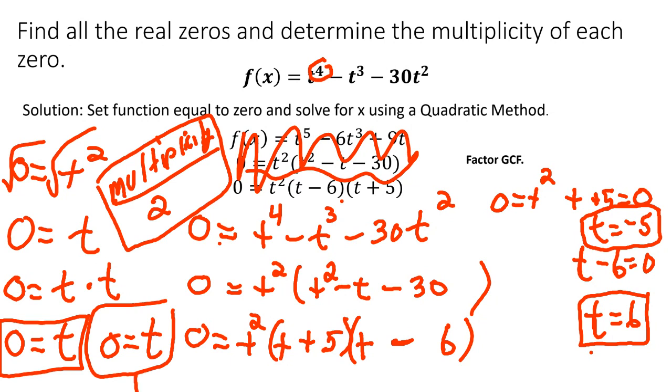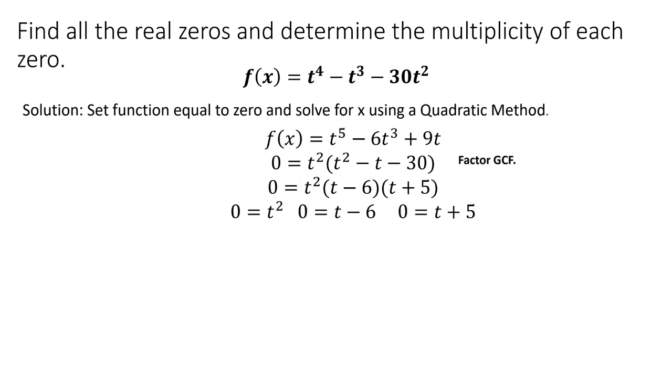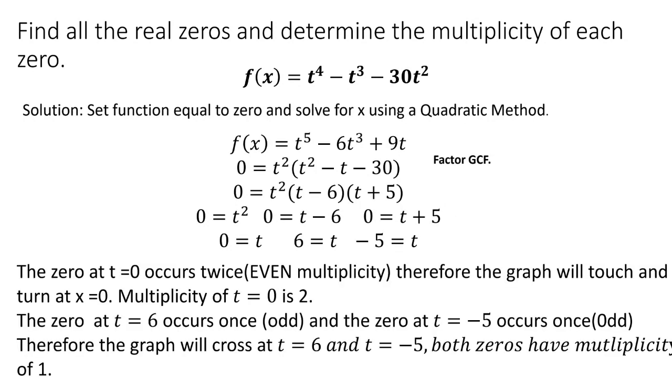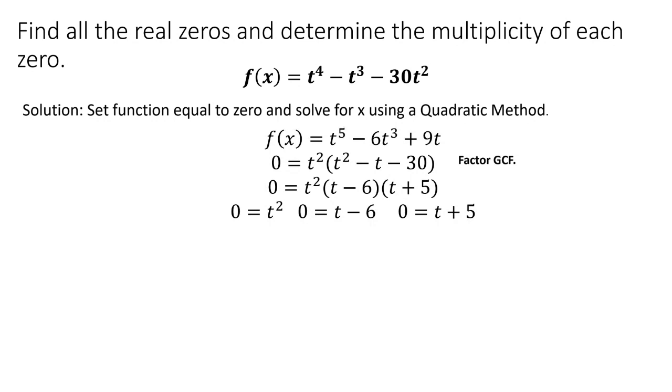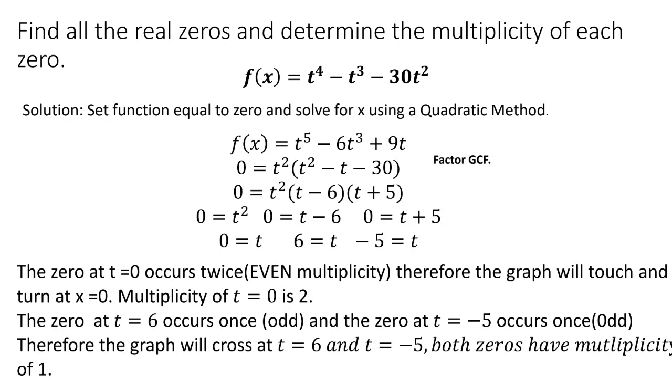So the graph is going to touch and turn at t equals 0. But for t equals 5, negative 5, and 6, the multiplicity is 1. So the graph here is going to cross and cross. Okay, so I might have a graph for this, but let's check, because it had two different equations here. Let's see. Oh, look, if I would have gone one more page, the problem was actually correct on the next one, right? Okay. So we already talked about that, right?